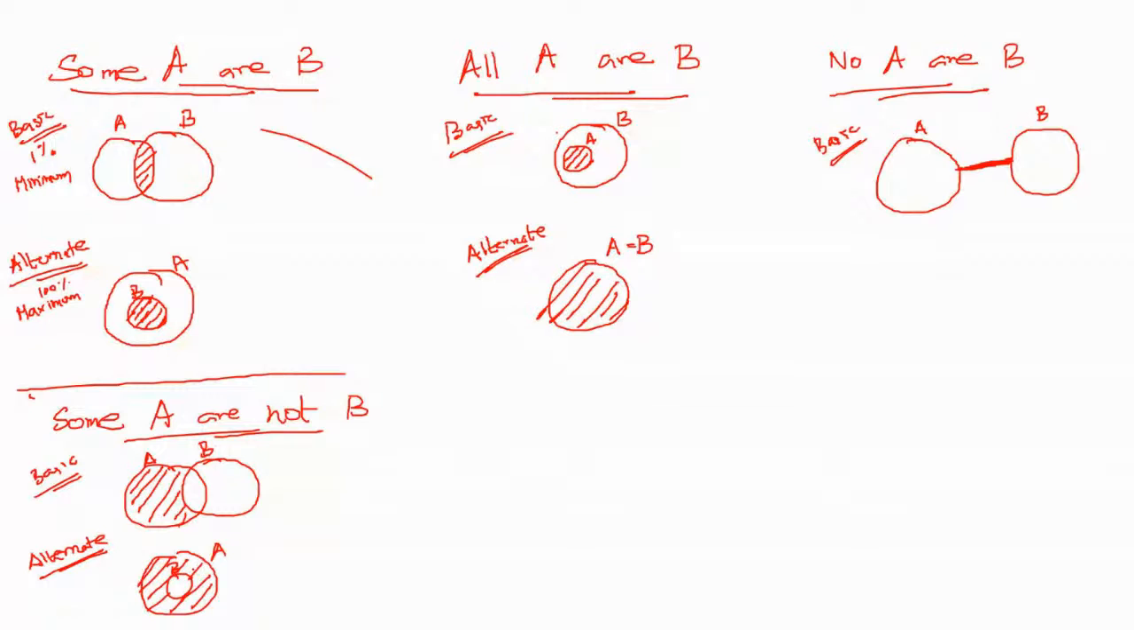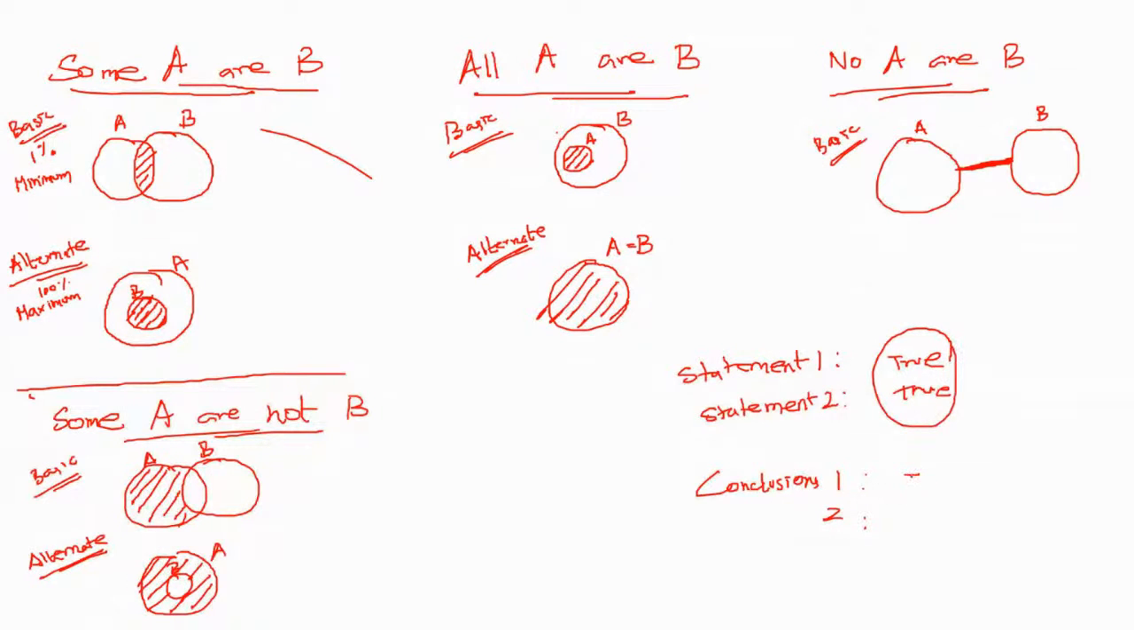Based on this basic diagram, they will give you statement one and statement two. These statements one and two are always true, because that is the question. Based on that, they will give you two conclusions, conclusion one and conclusion two, and you have to say whether each is true or false based on the given statements. You have to identify that.